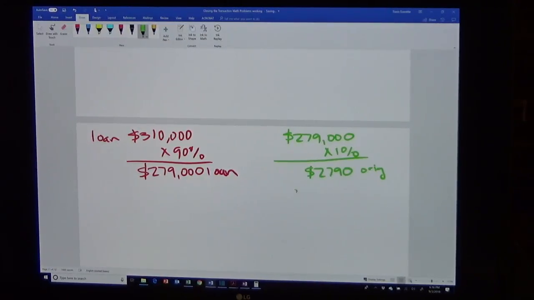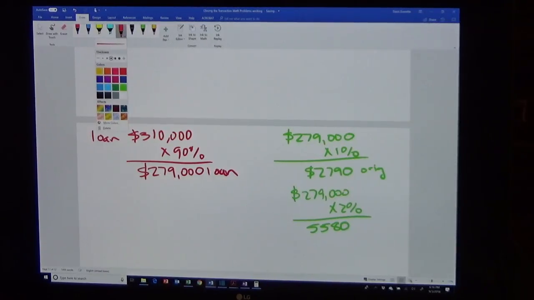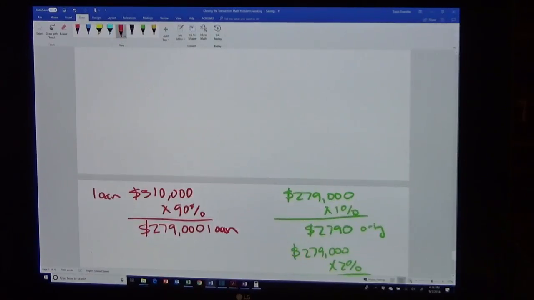And discount points is going to be $279,000 times 2%, and that is $5,580. And we know both of those are debits to the buyer. We already wrote that down, so we're going to go put them in here for ourselves. Okay, $27.90 and $55.80.